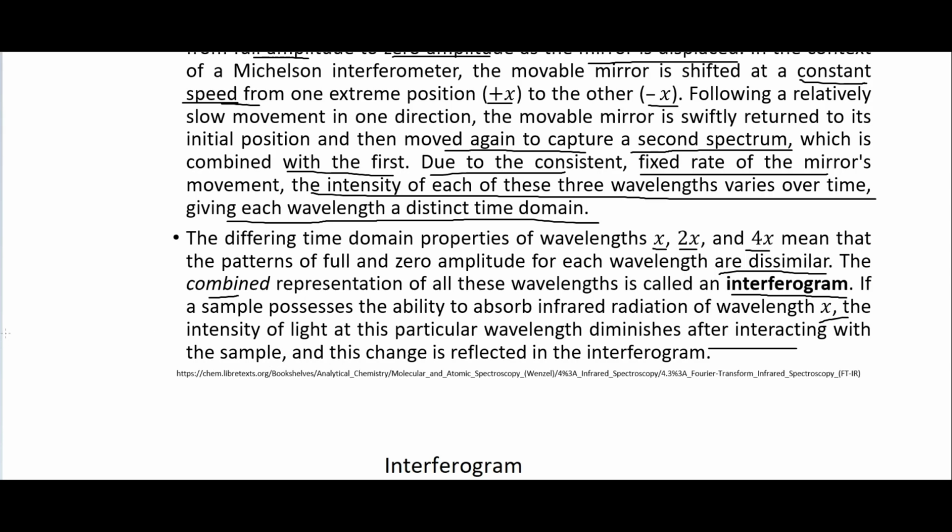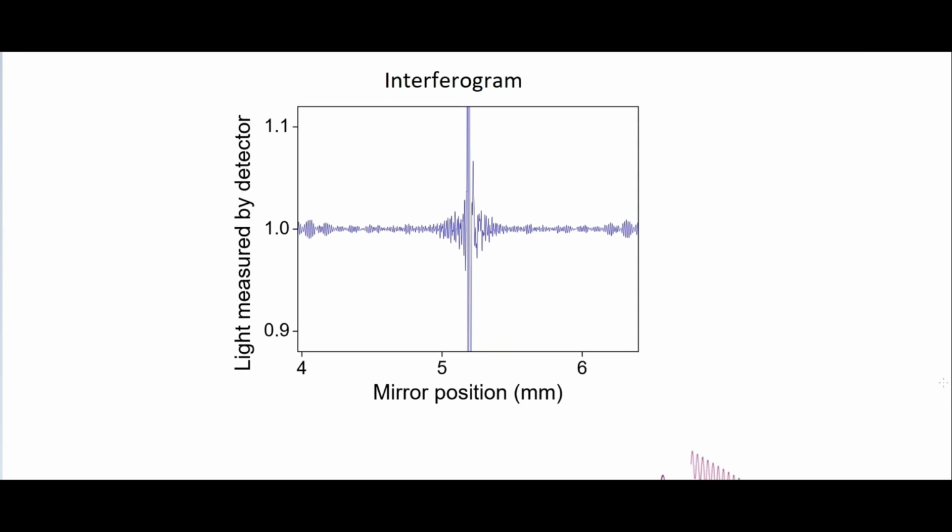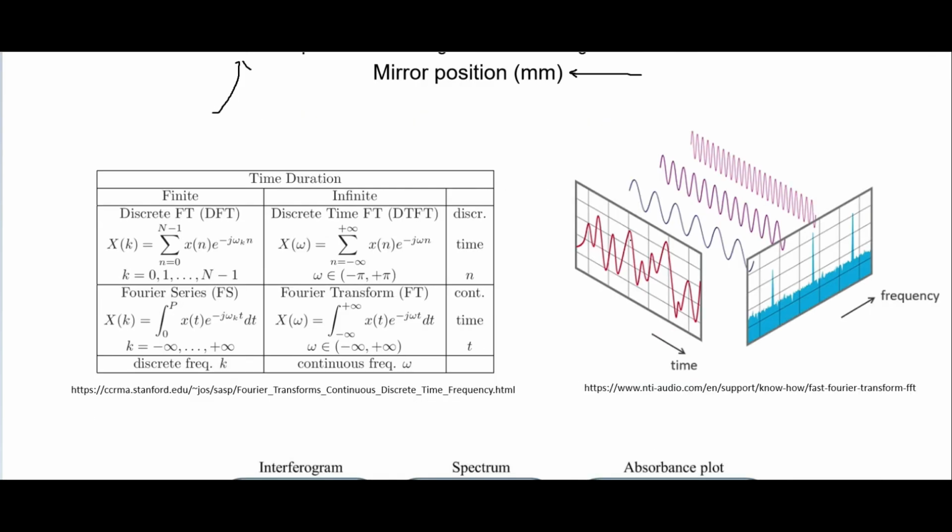and this change is reflected in the interferogram. And so this is what an interferogram looks like right here, where we have our mirror position, which remember we can model as time since it goes at a constant velocity. And then we have the light measured by the detector here. And we see we get this sort of complicated pattern of wavelengths here. And so from that, we can do what's called a Fourier transform.